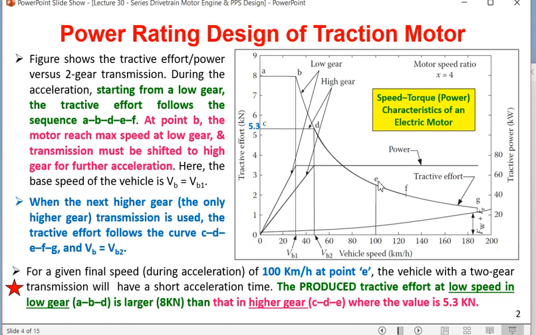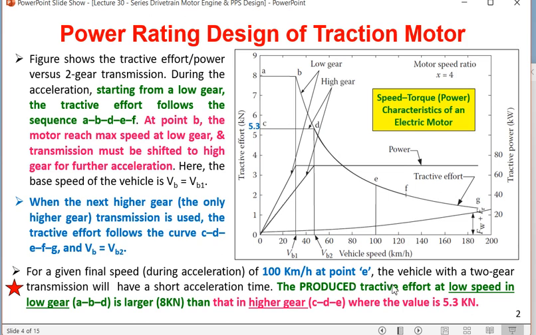Some very specific thing is happening that you have to understand. For a given speed, not final speed but intermediate speed, the vehicle with a two gear transmission will have a shorter acceleration time. So if it's a two gear system, it will be accelerating faster. Shorter acceleration time means the vehicle will be able to accelerate faster.